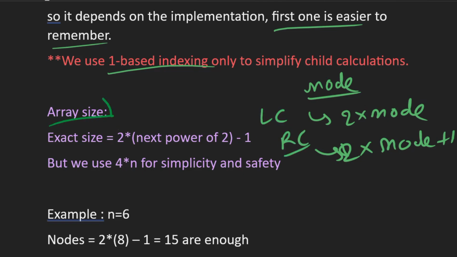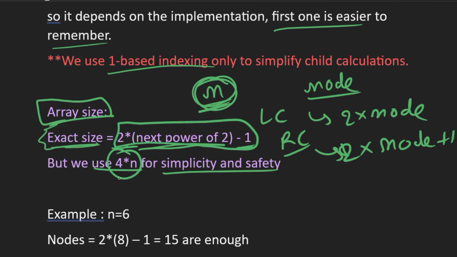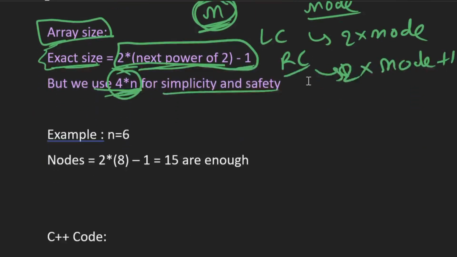And what will be the array size? If we see the exact size, it will be 2 into the next power of 2, minus 1. Suppose the number of elements is n, then it will be 2 into the next power of 2, minus 1. This is the exact size, but we use 4 into n for simplicity and safety. In that case, we do not have to calculate the exact size of the array, where n is the number of elements in the array, right?